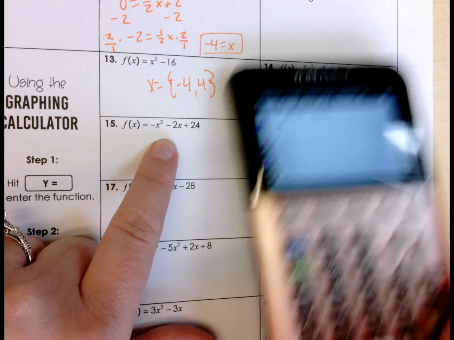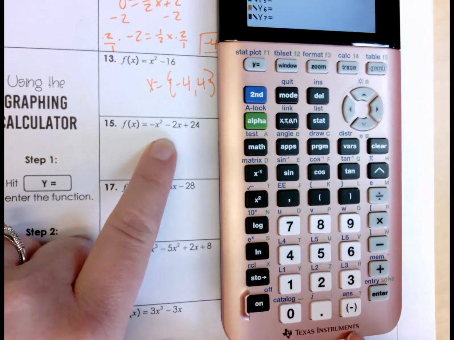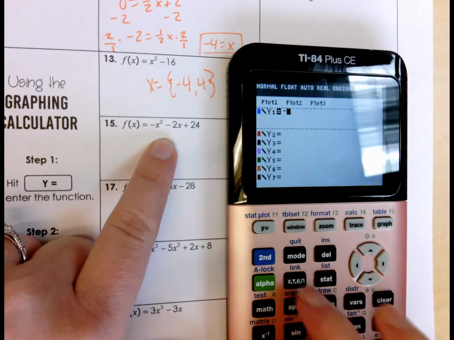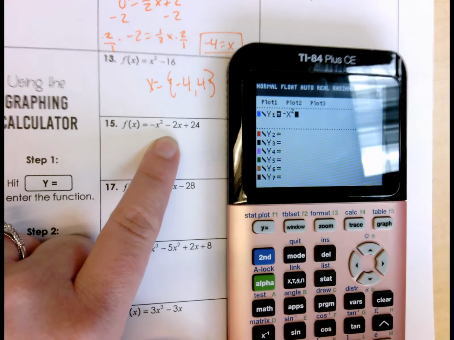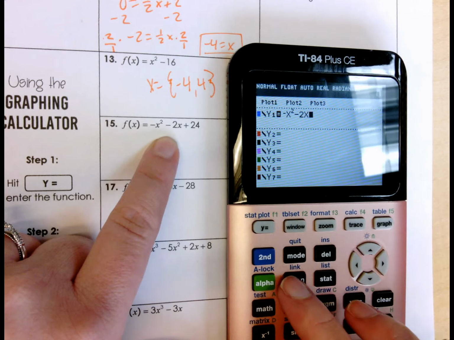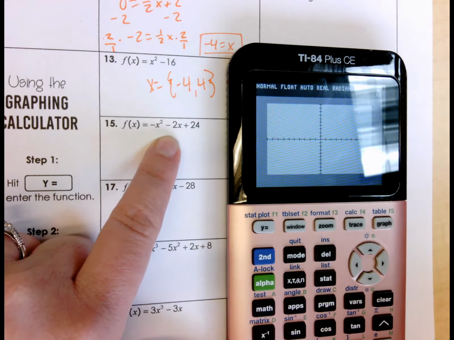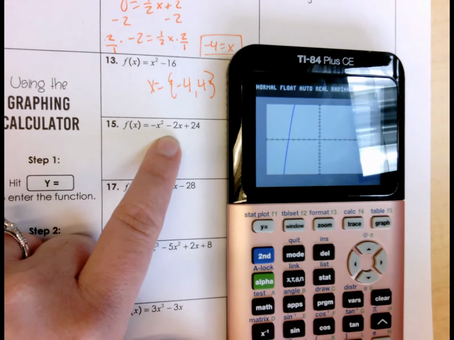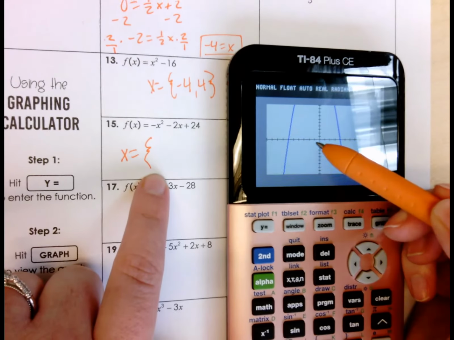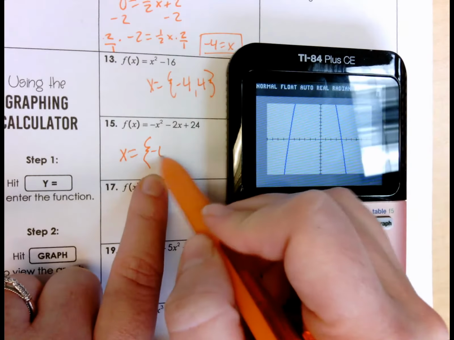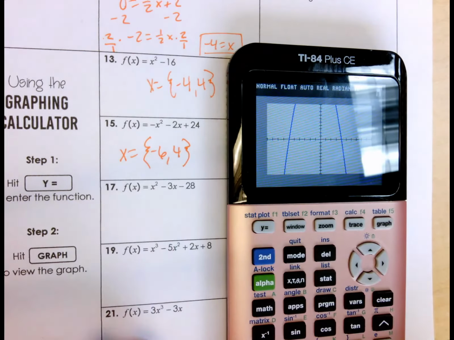So we would go back to the y equals, clear it out, type in this, so it is negative. Here's our, move that up so you can see. Here's our negative button way down at the very bottom right here. And then we press the x button, that's this one right here. And then the squared button. And then minus 2x plus 24. Hit the graph button. And there are our two values. So we have negative 1, 2, 3, 4, 5, 6, negative 6, and positive 4. Okay, so that's always an option, to use the calculator.